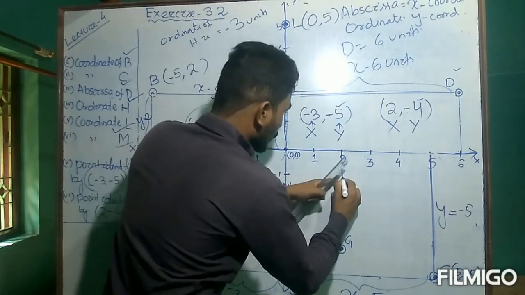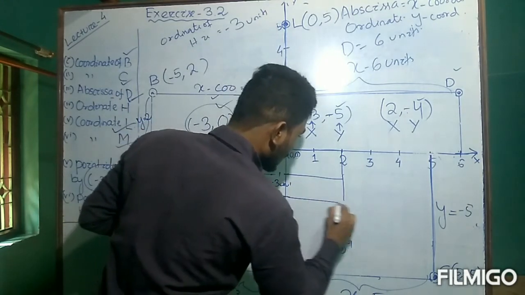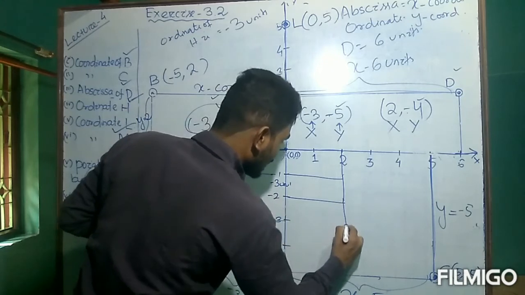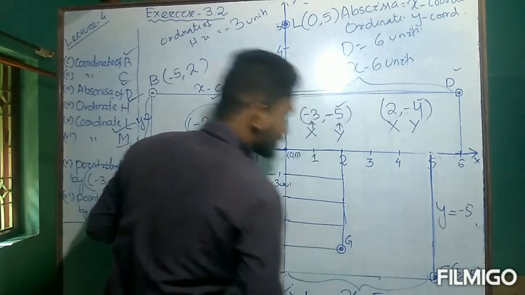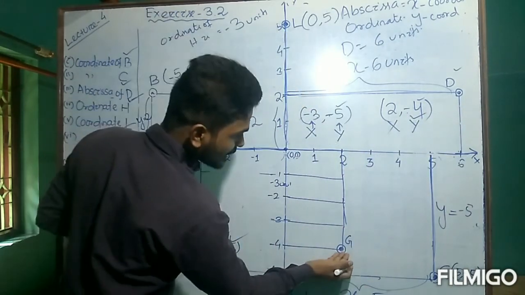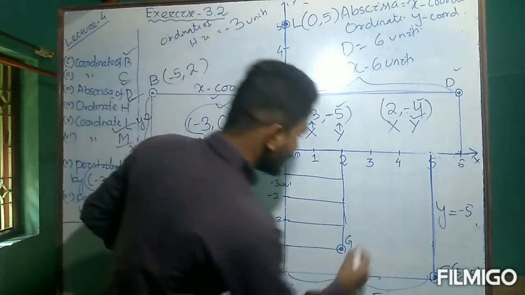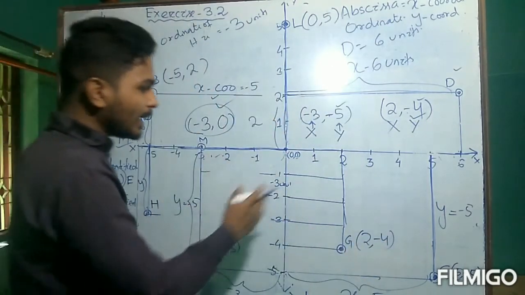This is your 1 unit. Then again, this is your 2 units. Then again, this is your 3 units. Then again, this is your 4 units. And you have to reach up to -4 units. Finally, we reach this point G, whose coordinate is (2, -4). You can also verify it.